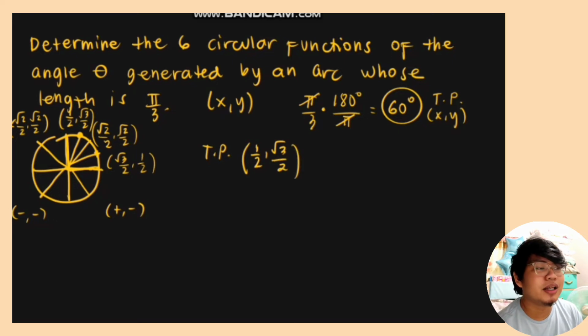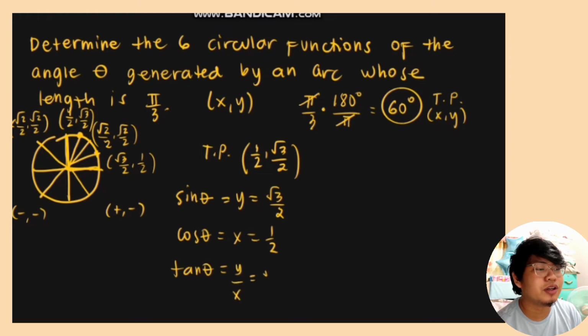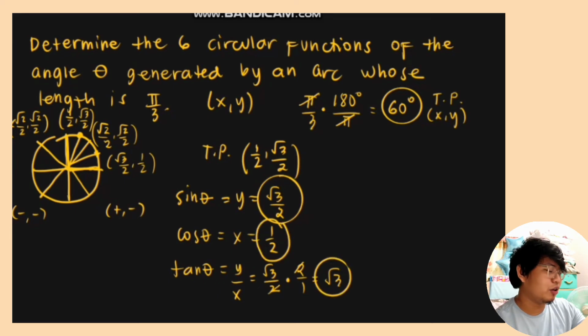Gaya sa first problem natin, ito yung gagamitin natin ngayon to find the 6 circular functions. Pwede na natin kunin si sin theta, which is equal to y value, that is square root of 3 over 2. Cosine theta is the value of x, that is 1/2. Tangent theta is y over x, so that is equal to square root of 3 over 2 multiplied by 2 over 1. Okay? Parang sinimplify na natin to. This is equal to, cancel this out, the answer is square root of 3. So, nakuha na agad natin. Di ba? Mabilis lang naman. We have the sin theta, we have 1/2, and then we have square root of 3.